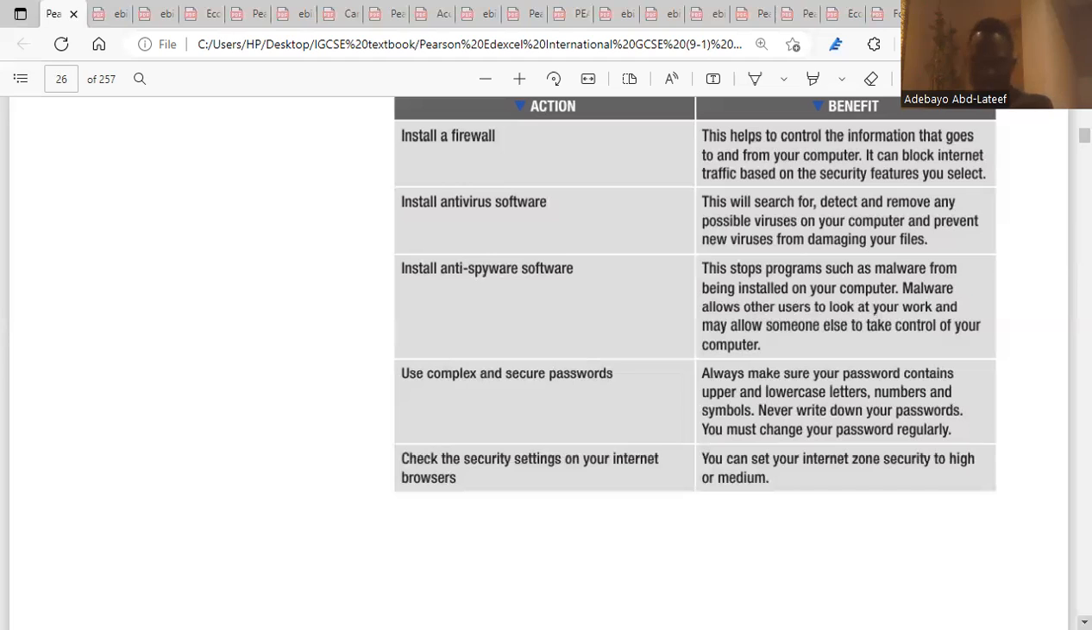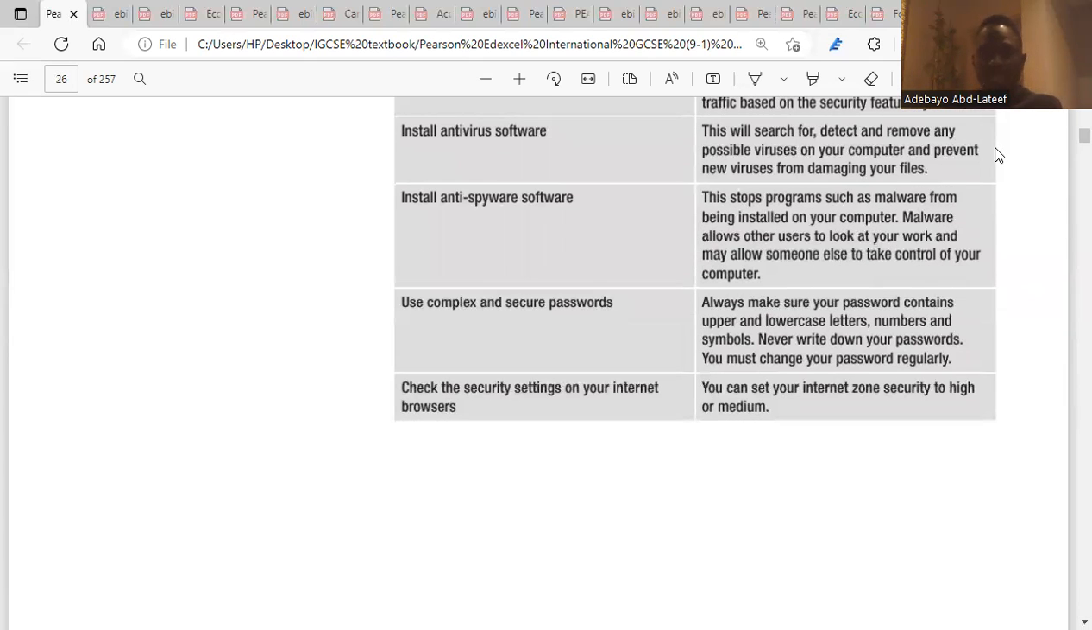Do you get it? And the last one, check the security settings on your internet. So here I wrote, put the internet zone security to high or medium. This protects the network from cyber attack and enables better network performance. So when you use your network zone, what do you have to do? You have to secure it. And how do you secure it?